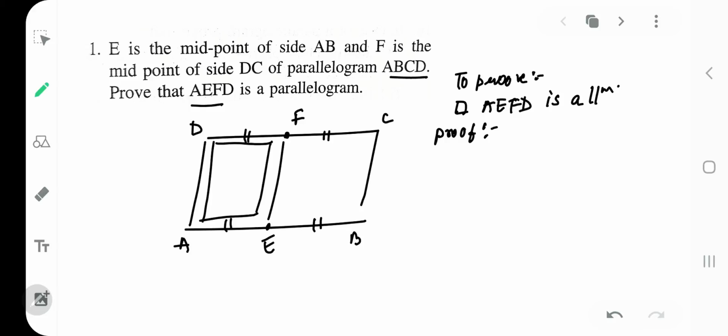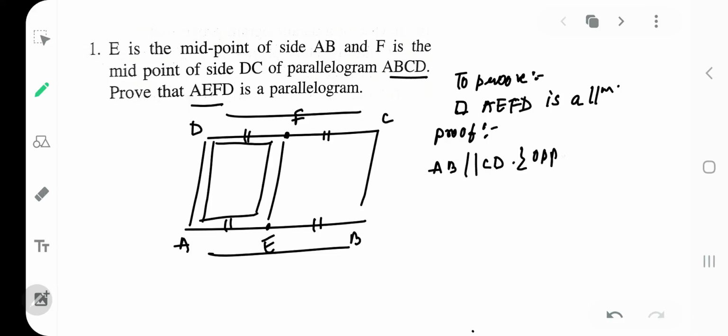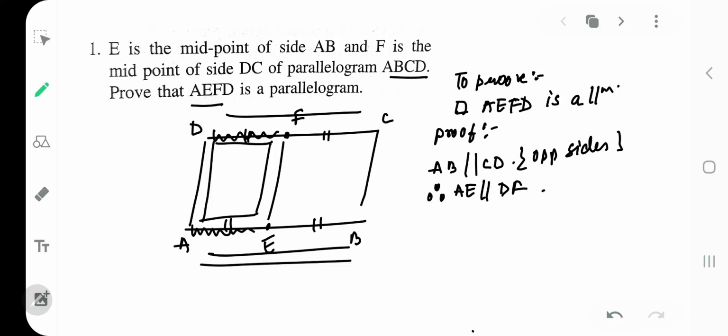See, my dear kids, AB is parallel to CD. Can you see that? AB is parallel to CD because they are the opposite sides of a parallelogram, right? Now if entire AB is parallel to CD, the half part AE will be parallel to DF. So I'll write, therefore AE is parallel to DF. This is your first point, okay?